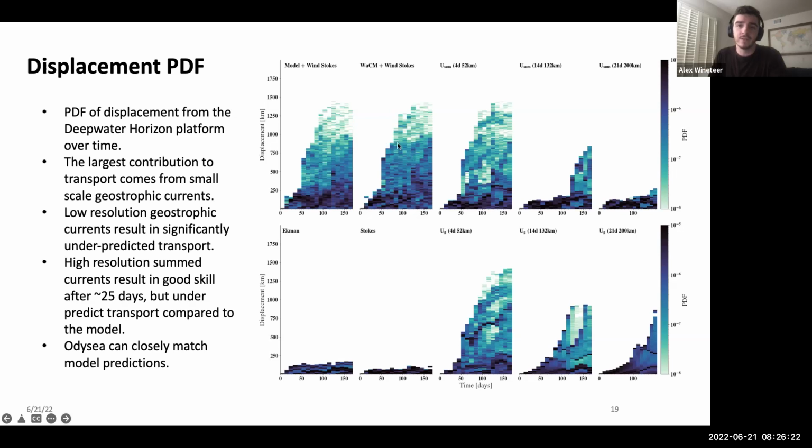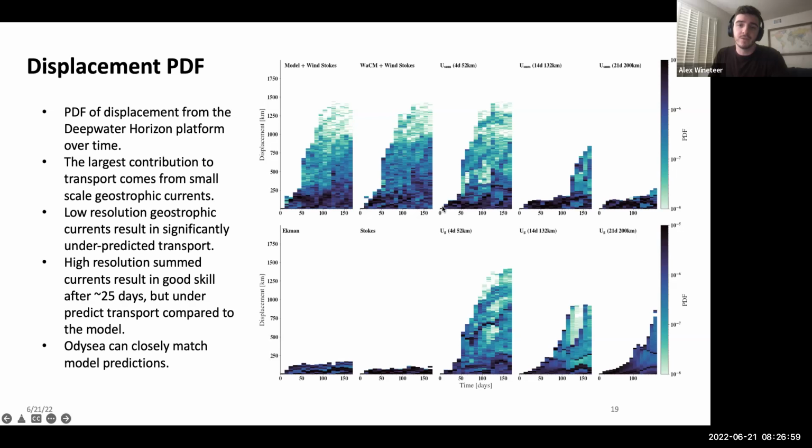But then if we move over to a couple of the other cases, so these three experiments on the top right are the summed cases of geostrophic, Ekman, and Stokes drift for different resolutions of geostrophic currents. If you use very, very high resolution geostrophic currents, far greater than what we can resolve with the VISO or even with SWAT, we get particle advection that looks kind of qualitatively similar to the model case for larger timescales when you go beyond 50 days.